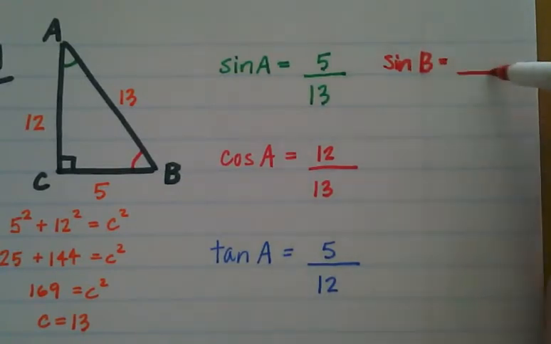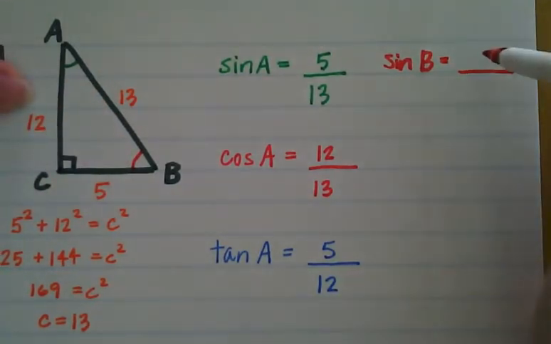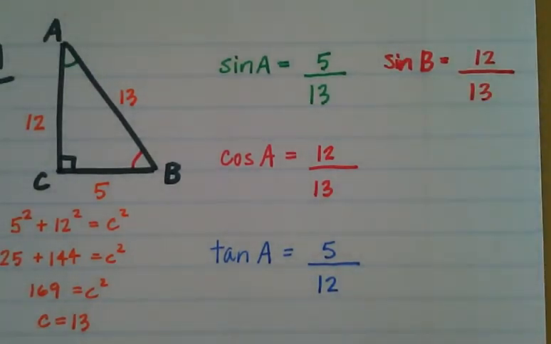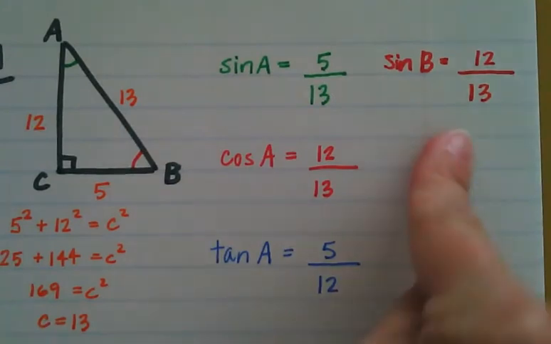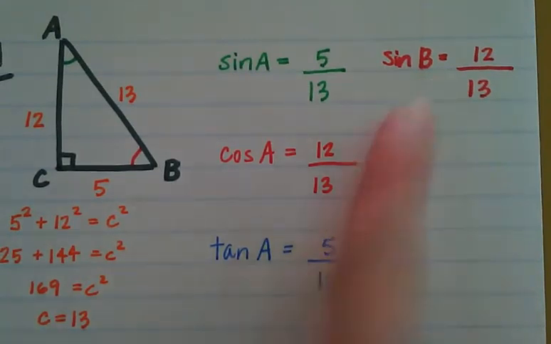The sine from any angle is always going to be the opposite over the hypotenuse. So from angle B, the opposite side is 12, and the hypotenuse is 13. In a little bit, we're going to grab the calculator, type this in, and then we will be able to figure out what angle B is using the side measurements.